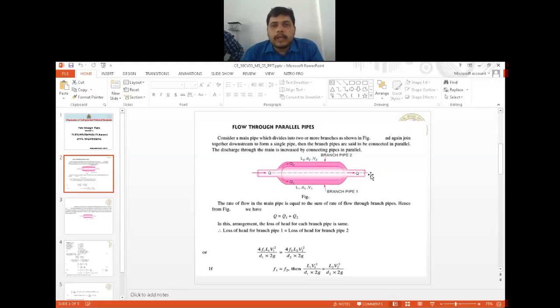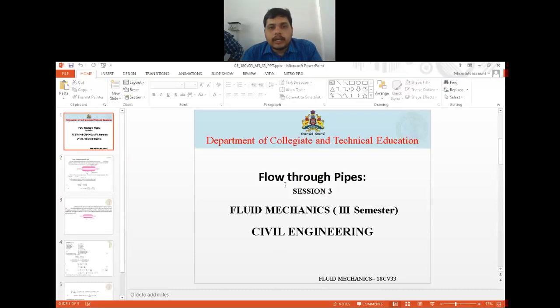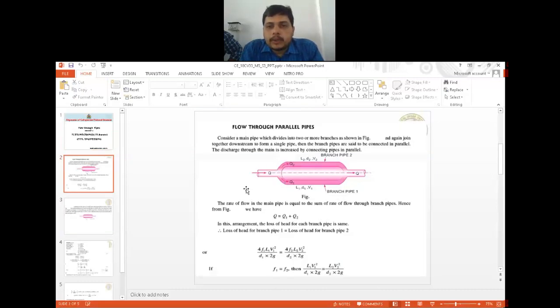The discharge through the main is increased by connecting pipes in parallel. The rate of flow in the main pipe is equal to the sum of the rate of flow through the branch pipes. Hence, from the figure we have Q is equal to Q1 plus Q2, where Q1 and Q2 are the discharges in branch pipe 1 and branch pipe 2. In this arrangement, the loss of head for each branch pipe is the same. Loss of head for branch pipe 1 is equal to loss of head for branch pipe 2.